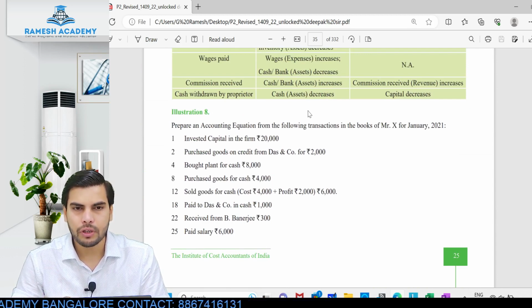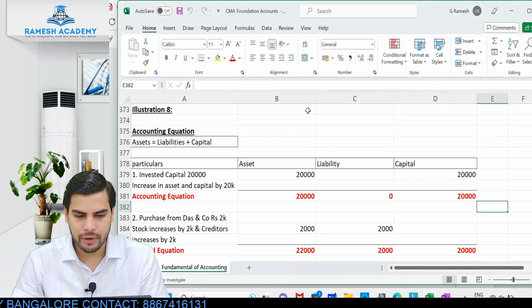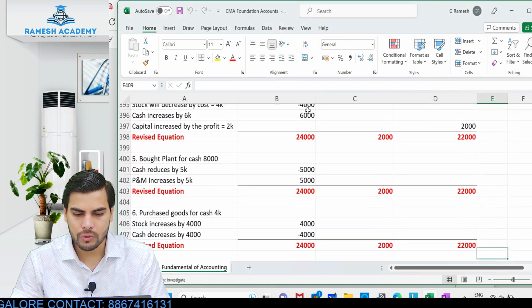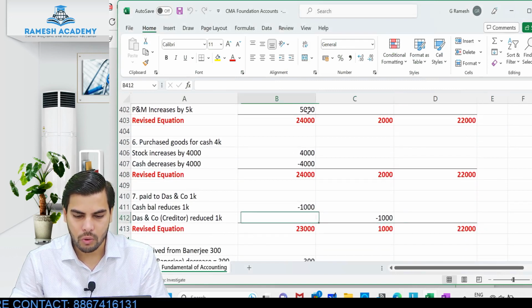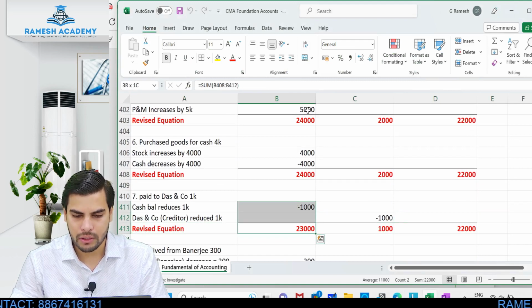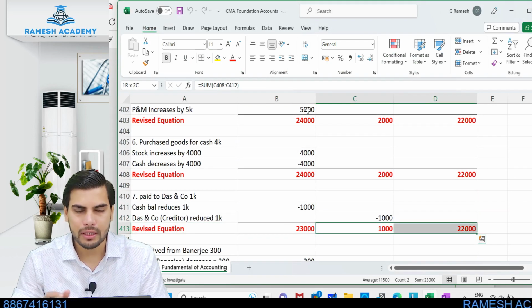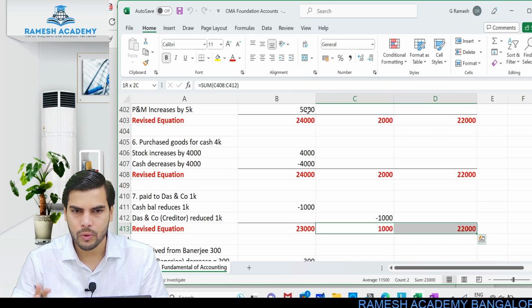Any transaction for that matter, you remember this? We solved it, right? So our accounting equation used to always hold good. Look at this. The total of assets, this is your asset, was equivalent to the sum of your liabilities and capital. So asset is equal to liability plus capital. This is the accounting equation. This will always hold good.